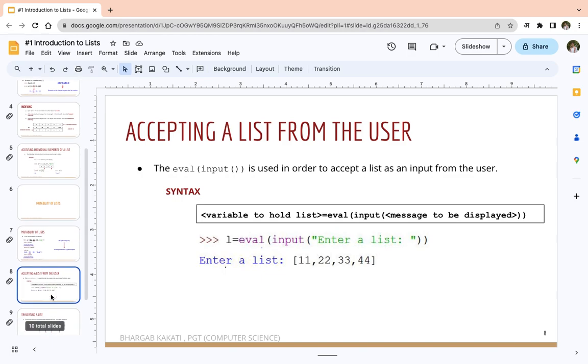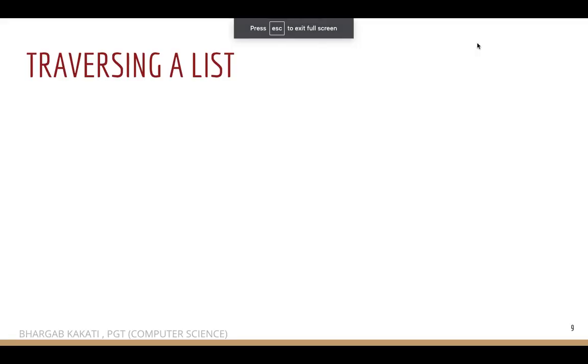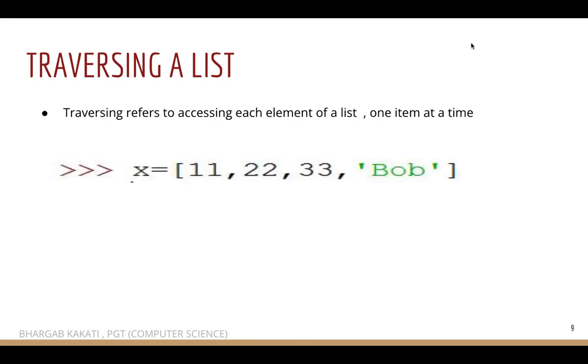Okay, let's move on to the next concept, that is traversing a list. Now what is the meaning of the word traversing? Traversing refers to accessing each element of a list one item at a time. If we want to access each element of the list one by one, that concept is known as the concept of traversing. For example, let's consider we have a list. This is the list that we have.